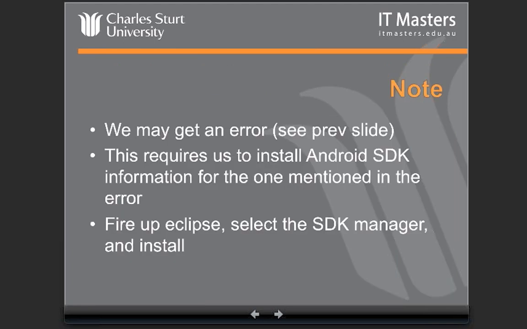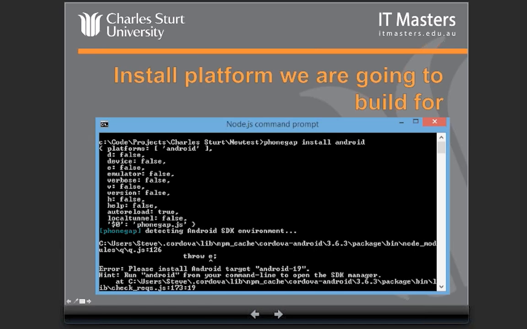And then, okay, so here's just going through what I've said. We may get an error, see the previous slide, which requires us to install the Android SDK information for the one mentioned in the error. So to do that, we fire up Eclipse, we select the SDK manager, and we install it. That's one way of doing it, or we could just go directly to that SDK manager, as it says here, by just running Android.